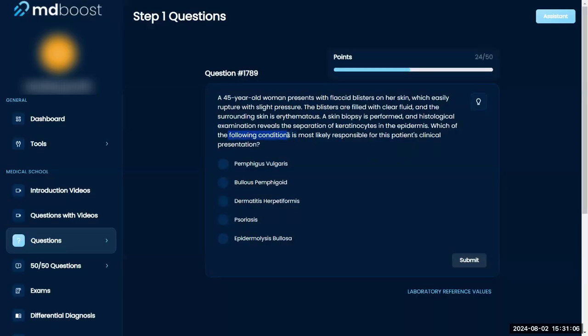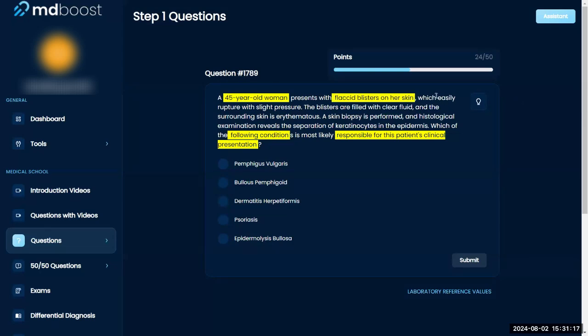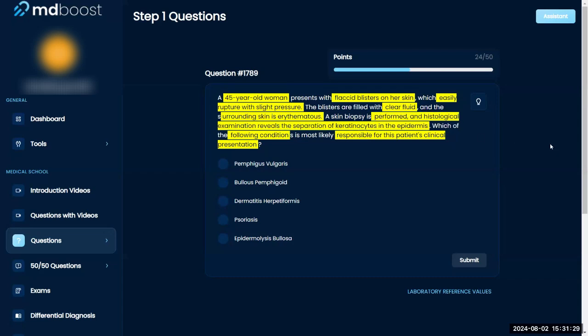Which of the following conditions is most likely responsible for this patient's clinical presentation? A 45-year-old woman presents with flaccid blisters on her skin, which easily rupture with slight pressure. The blisters are filled with clear fluid and the surrounding skin is erythematous. Skin biopsies are performed, and histological examination reveals separation of keratinocytes in the epidermis. All right. Which of the following conditions is most likely responsible?